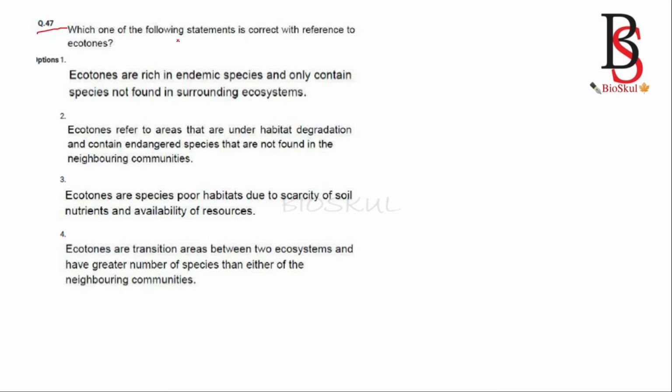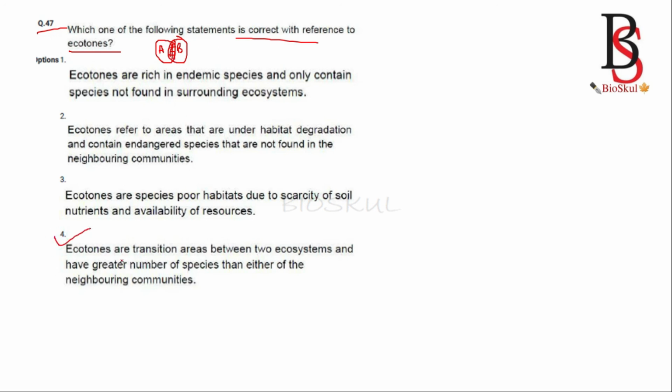47. Which of the following statements is correct with reference to ecotone? So what is an ecotone? An ecotone defines the transition area between two ecosystems. Let's consider this is ecosystem A and this is ecosystem B. The transition area present in between the two ecosystems is known as the ecotone region. So the correct answer is option 4.